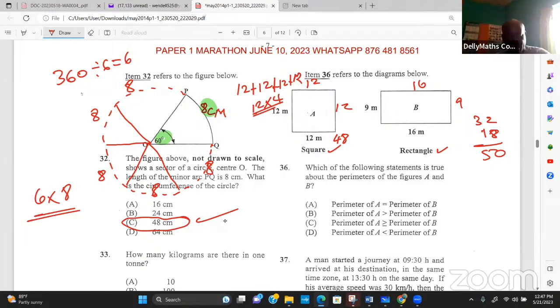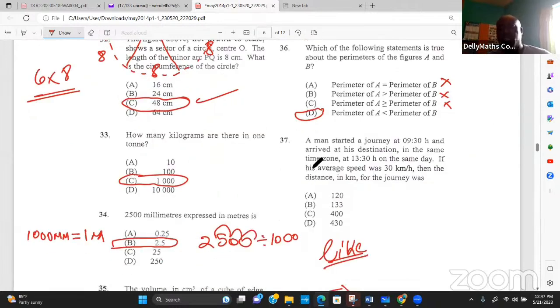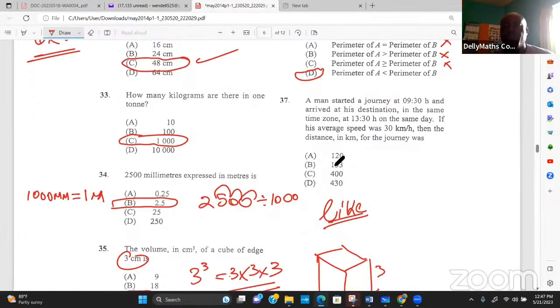Now you want to respond to the question. Perimeter of A and perimeter of B are equal. No, they're not. Perimeter A is greater. No, it's not. Perimeter A is greater than or equal. No. Perimeter A is less than perimeter B. Exactly. So the perimeter of A is less than the perimeter of B. So you have to read and be careful as you go.